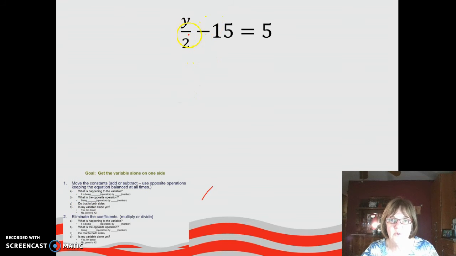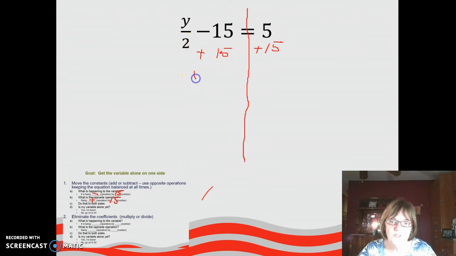Okay, what is happening to our variable? Well, as far as adding and subtracting goes, we are subtracting 15. So it is being subtracted by 15. What's the opposite operation? To add by 15. Okay, so if we add by 15 over here, and I didn't draw my balancing line, so I think I'll do that now. There we go, nice and straight, right? Add by 15, that leaves us y over 2, and that equals 5 plus 15 is 20.